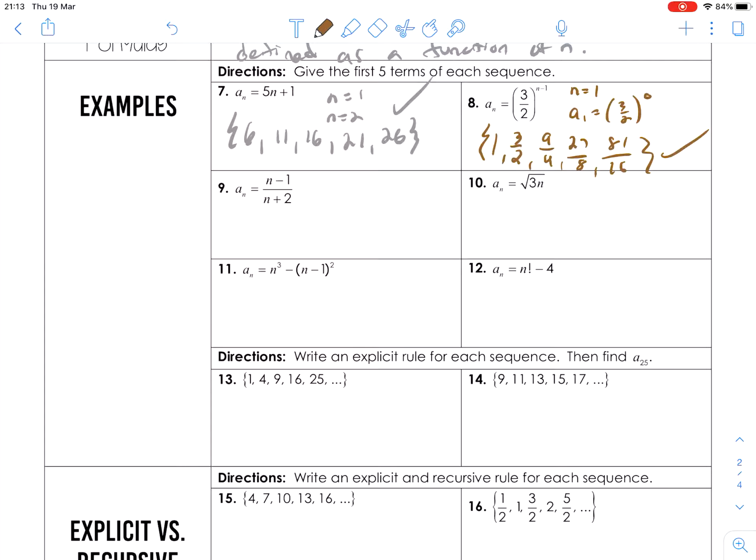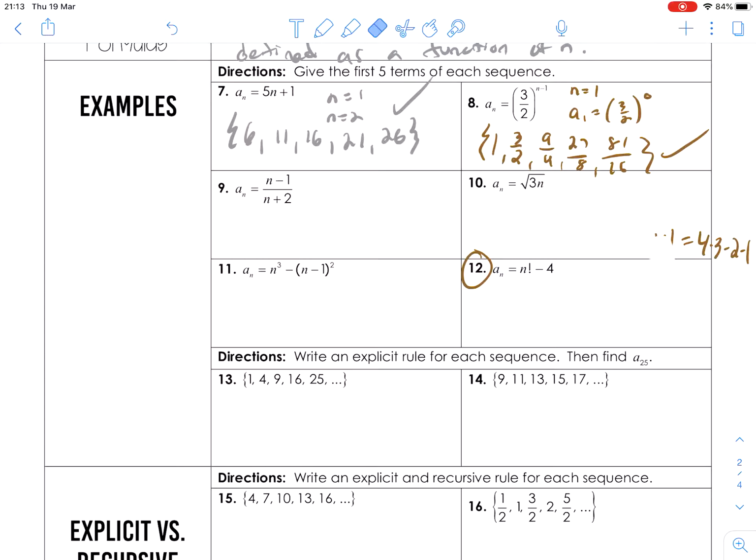Let's do number 12. All right, so a sub n equals n. Oh no, it's not telling me to yell. This is a mathematical symbol. What does the exclamation point mean in math? Okay, it means factorial. It's mostly used in probability, but say for example I had 4 factorial. That equals 4 times 3 times 2 times 1.